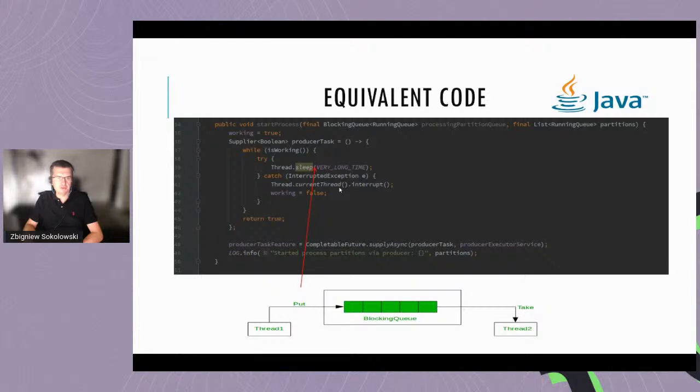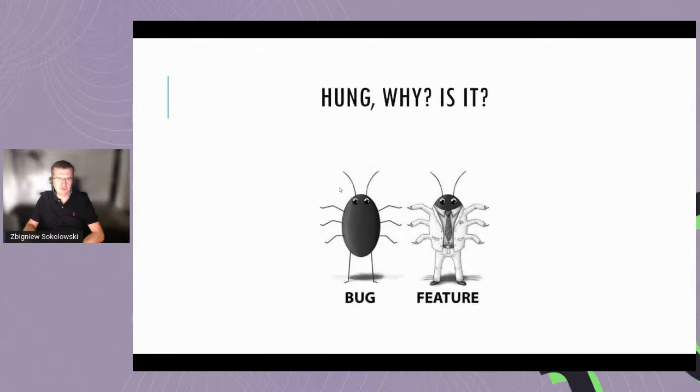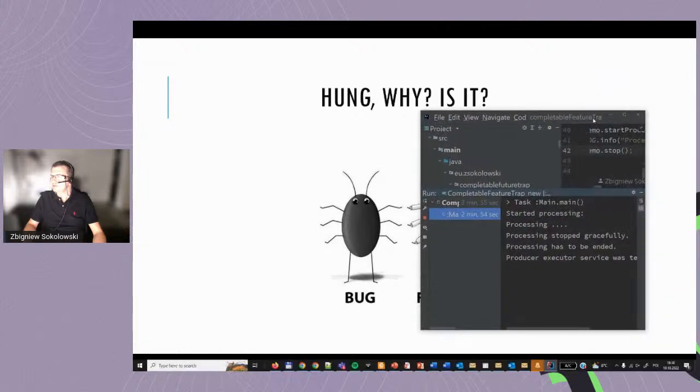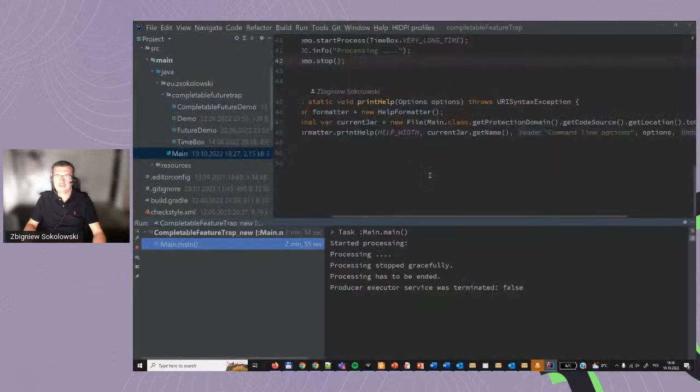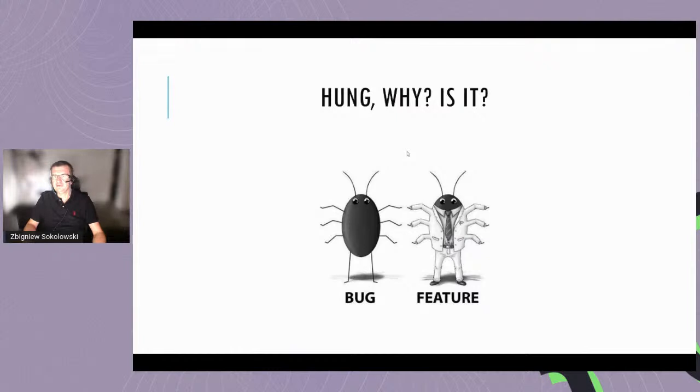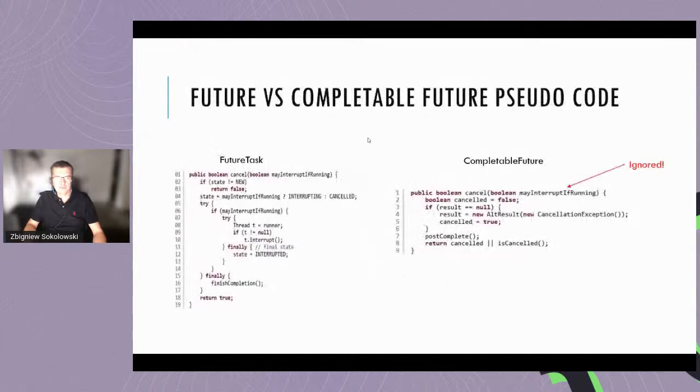So instead of this put method, we just use this sleep with a very long time. But as I remind you, we are trying to cancel it, and I can show you for a second. It still works. Nothing happened, and we started to analyze it. What happened? Why did it hang? Absolutely, we don't know what happens.